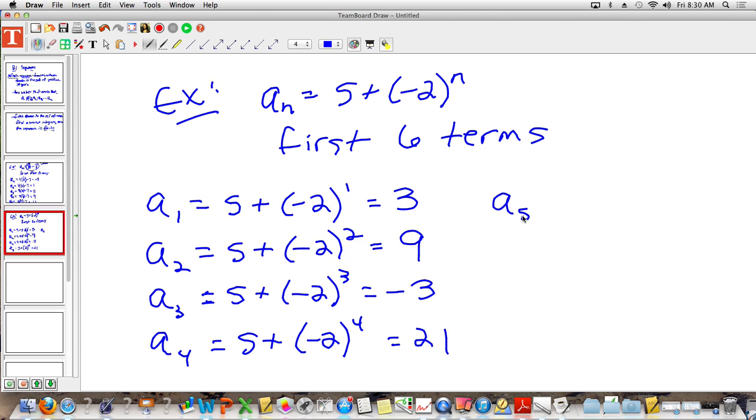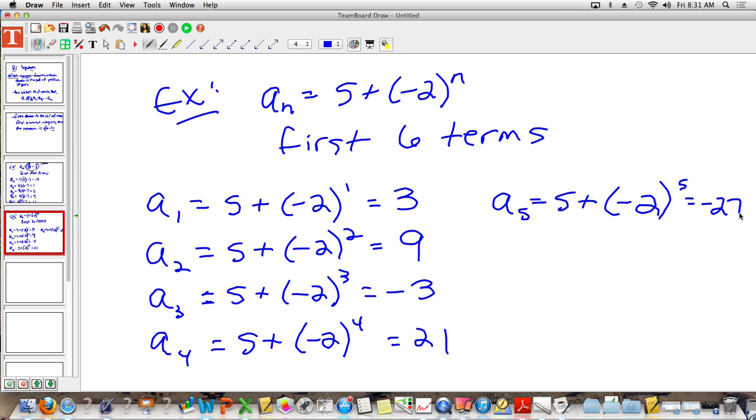So your fifth term is going to be 5 plus negative 2 to the power of 5. I don't know why I just said negative 5. Just thinking the power, it's not negative 5, it is negative 2. So negative 2 to the fifth power is negative 32, and then we have to add 5 to it. What is negative 32 plus 5? Negative 27. So it's flip-flopping between a positive and a negative.